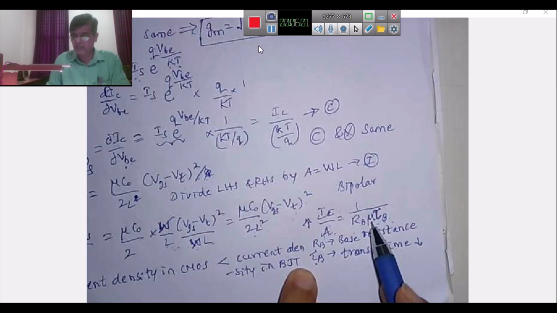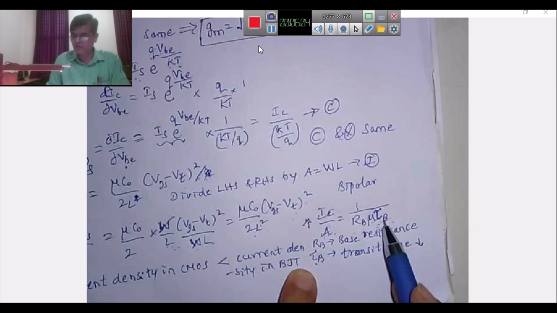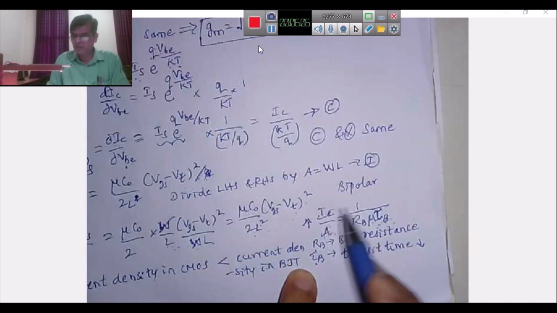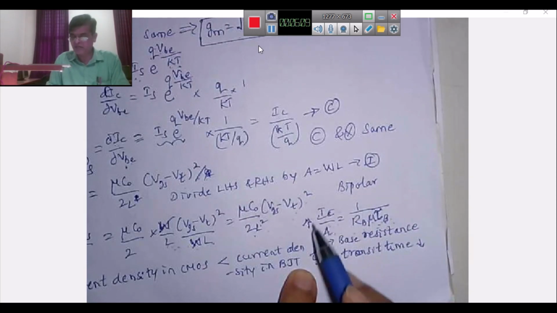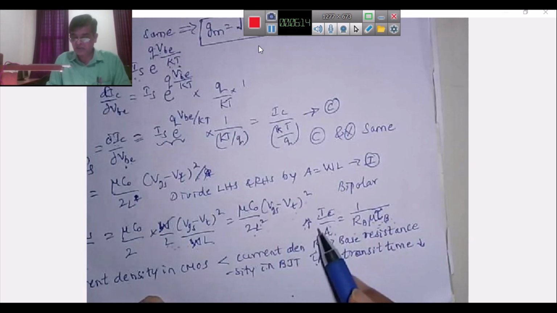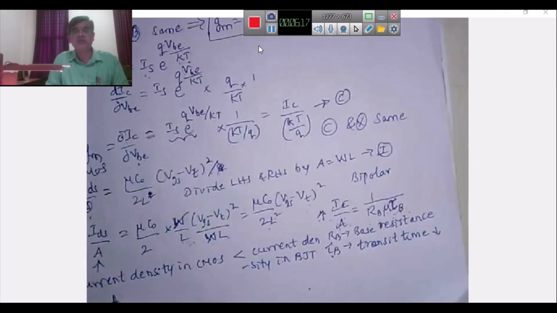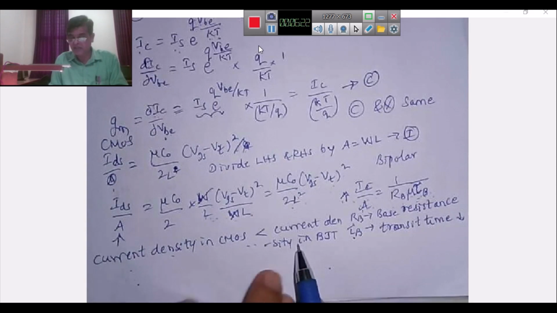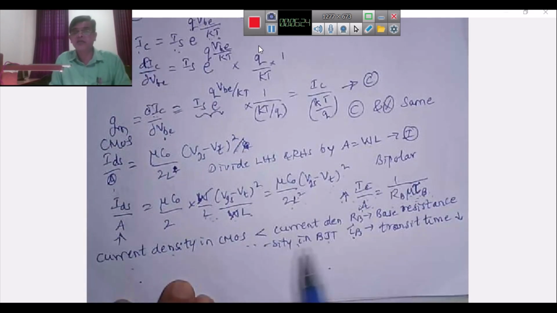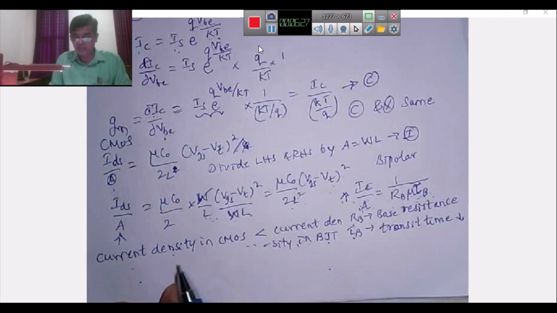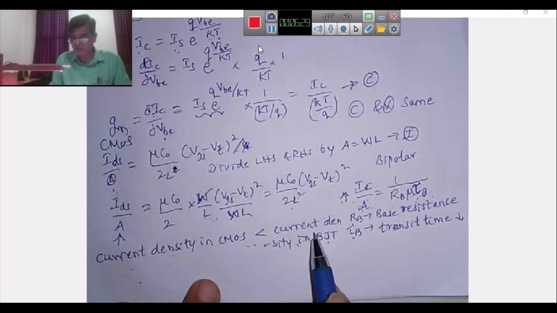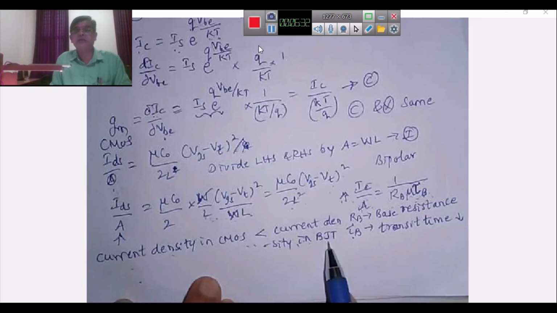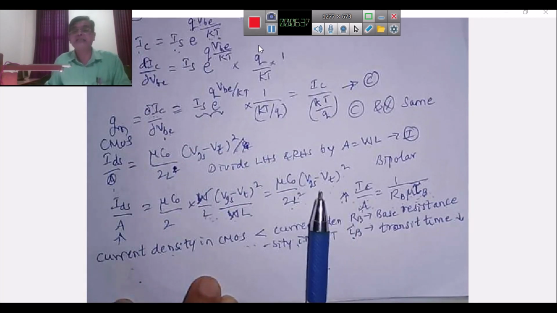Now you find that here tau B, the transit time, is very small. When it is very small, this quantity becomes very high, which means the left hand side, the current density IC by A, is very high. So current density in case of your bipolar is very high compared with your CMOS. Current density in CMOS is much smaller than current density in BJT, in fact around 5 times less. That is what I can conclude. Hope it is clear, students. You can just understand this, right?